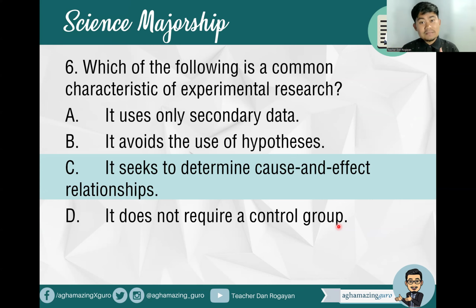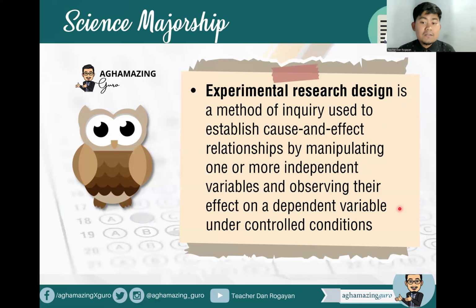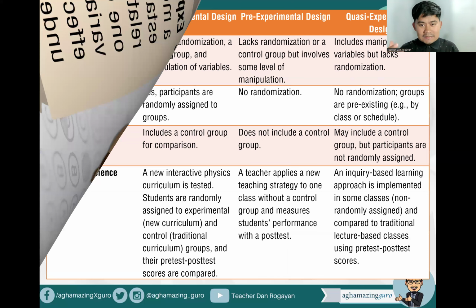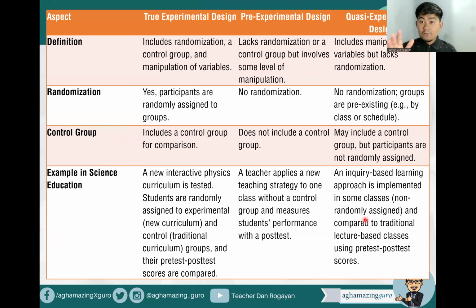Okay, that's what we have seen in the previous examples, showing the independent and the dependent variable. So experimental research design is a method of inquiry used to establish cause and effect by manipulating one or more independent variables and observing their effect on a dependent variable under controlled conditions. Okay, by the way, we have here the types of experimental design. We have the true experimental design, the pre-experimental design, and the quasi-experimental design. So true experimental includes randomization, a control group, and a manipulation of variables.